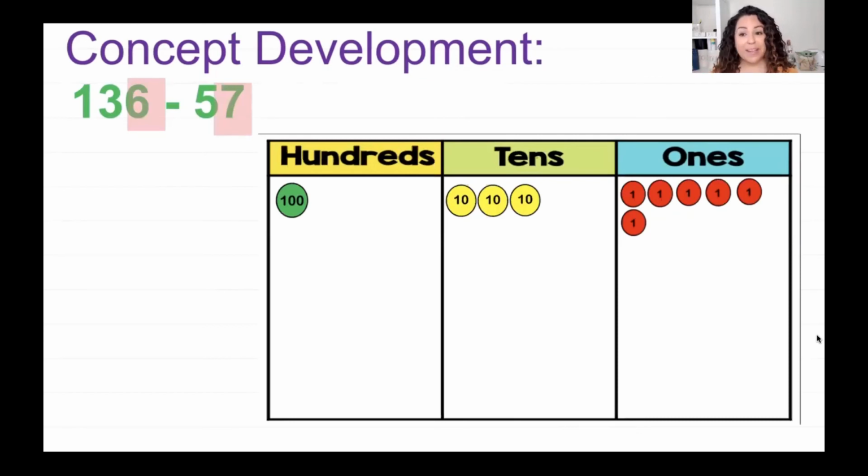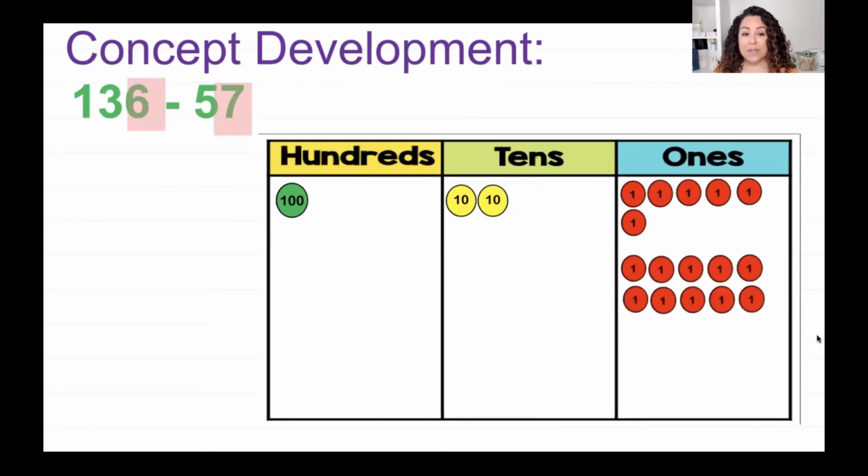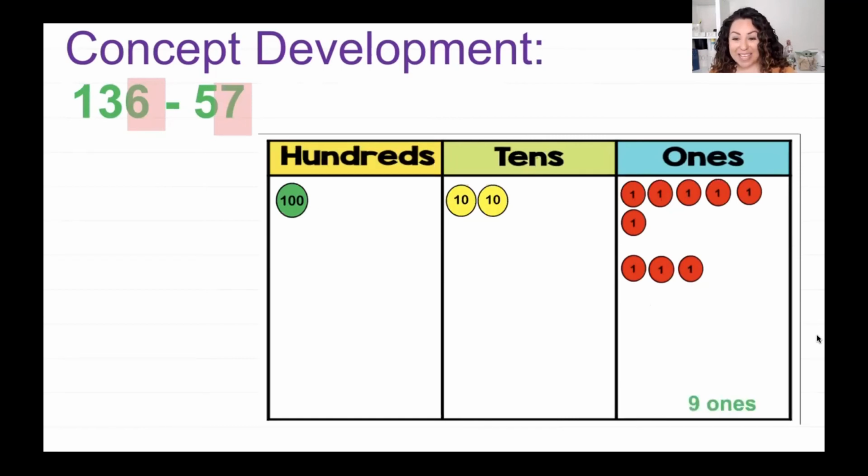So what do I need to do? I need to unbundle that 10. So let's move that 10 on over and let's unbundle it. So now I have 16 ones. So can I take away 7 ones? I can. So let's go ahead and take away 7 ones, and that leaves me with 9 ones. Okay, I'm done with my ones place.